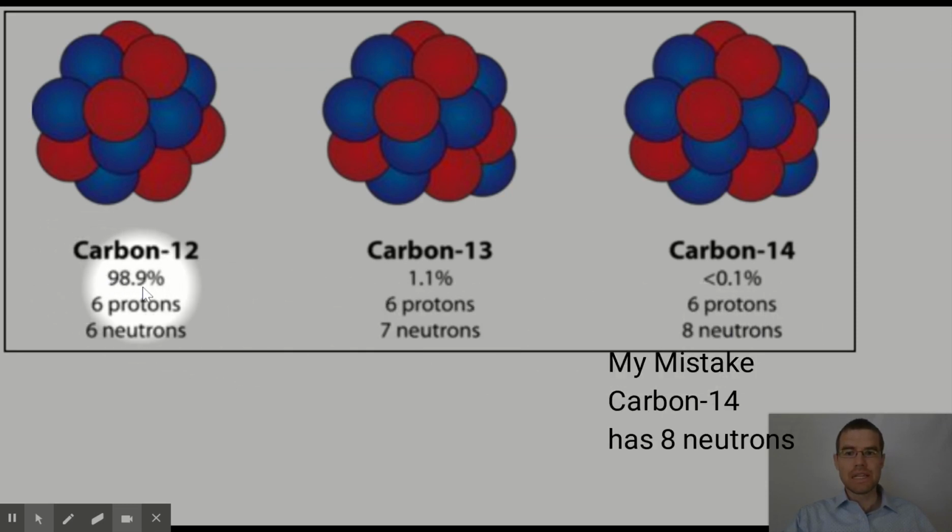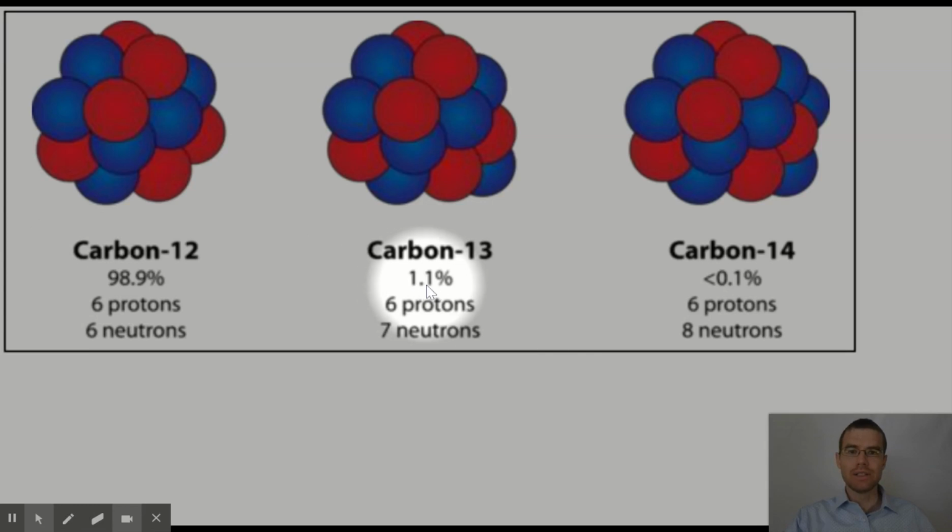You'll notice these percentages here, and these are called relative abundance. We'll dive deeper into that in a little bit. But for now, just know that relative abundance is the amount of that particular isotope you would have in a random sample that you find on Earth. So if you randomly find a sample of carbon, 98.9% of it would be carbon 12, 1.1% of it would be carbon 13, and less than 1% of it would be carbon 14.